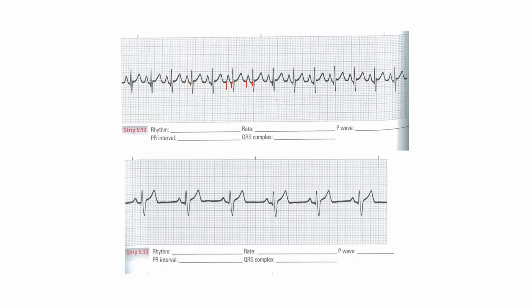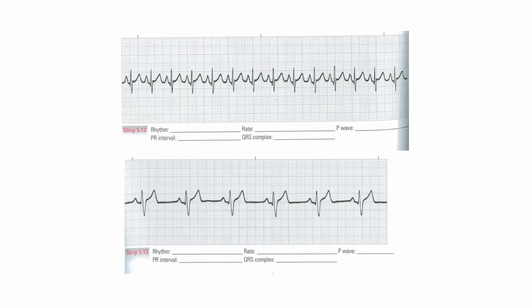Your QRS interval, you're measuring from the beginning of the QRS, and it looks like about 2 boxes, and that would give you 0.08. Your QT interval, now again, this is a fast heart rate, so you're going to have a shorter QT. You're going to measure from the beginning to the end of the T, and it looks like maybe 7 boxes, so that would be 0.28.